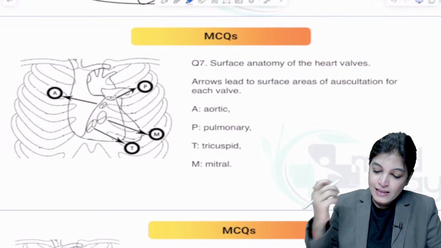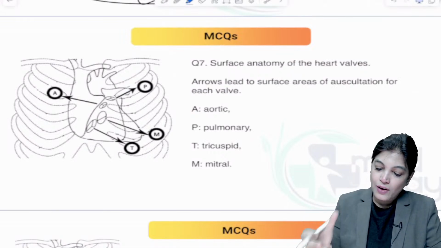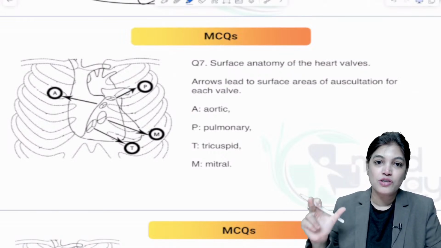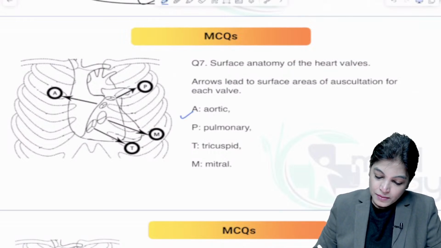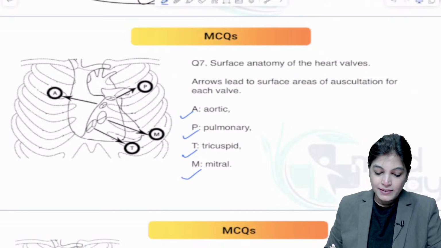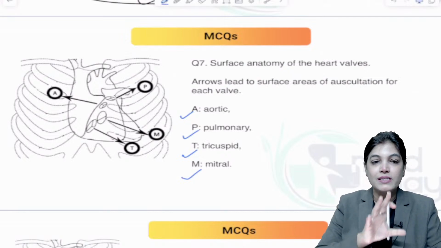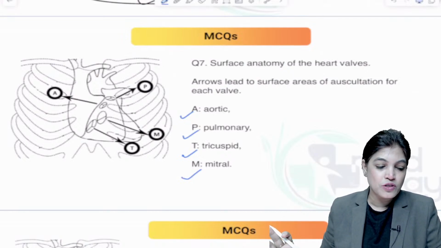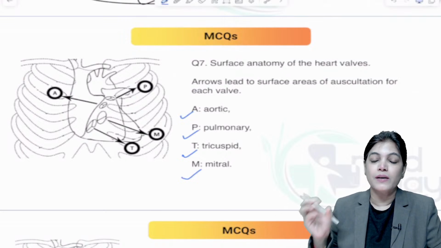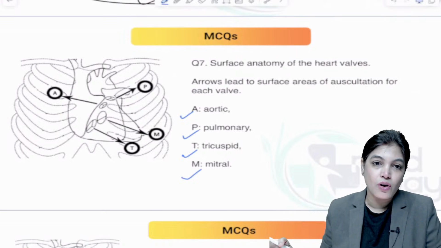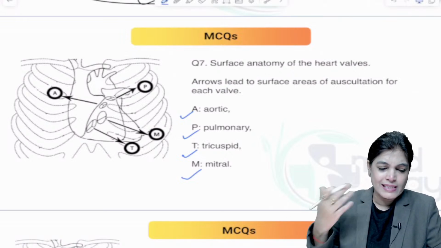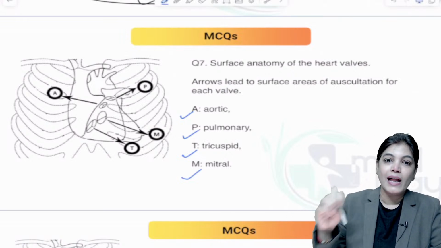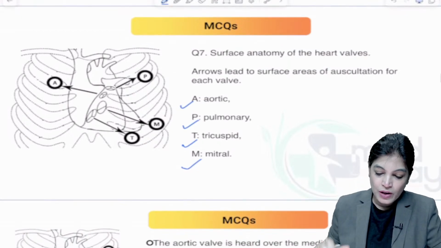So exactly, surface anatomy of heart valves, the arrow leads to the surface area of auscultation of which area? So that is aortic, pulmonary, tricuspid, and mitral. There was some image based on the surface projection and the palpation area of the aortic valves as shown in the diagram. So you have to identify. They were not aware to tell which valve was exactly asked, but this is the location.